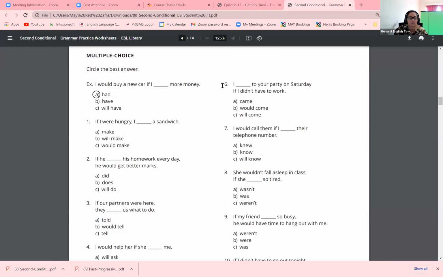I would buy a new car if I had more money. Good. Number one, Kion. If I were hungry, I will make a sandwich. But we need to use would. Yes, would make. Sorry. Would go ahead. Okay, read it again, please, Kion. If I were hungry, I would make a sandwich. Good. Mahachi, number three. If he did his homework every day, he would get better marks. Good. Number three, Jaya. If our parents were here, they would tell us what to do.